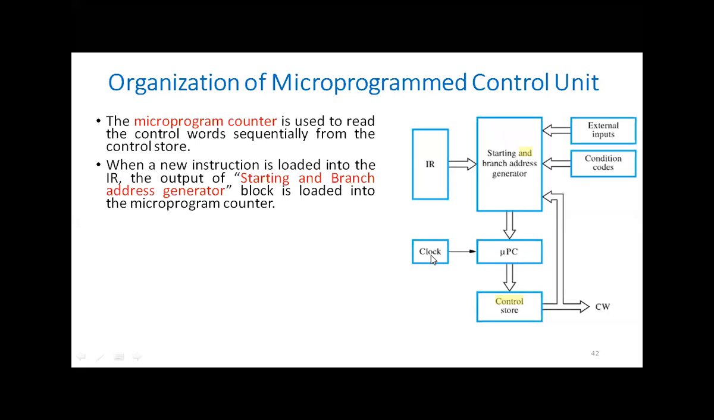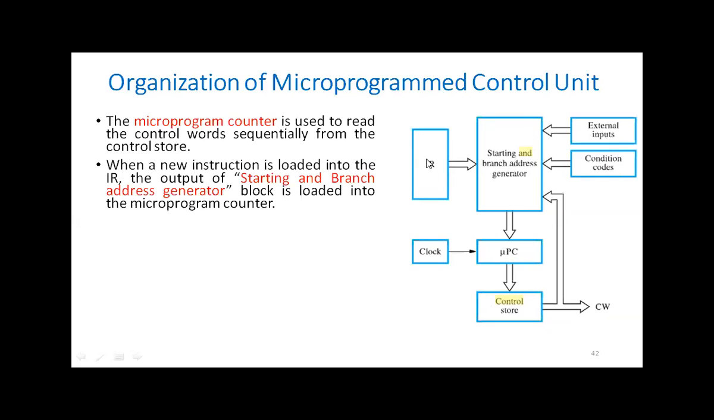And with the clock signal, the microprogram counter will give the address. Based on that address, the control store, which has all the micro instructions, selects the micro instruction whose address is taken from the microprogram control unit. That micro instruction is generated here. There are also external inputs and condition codes.